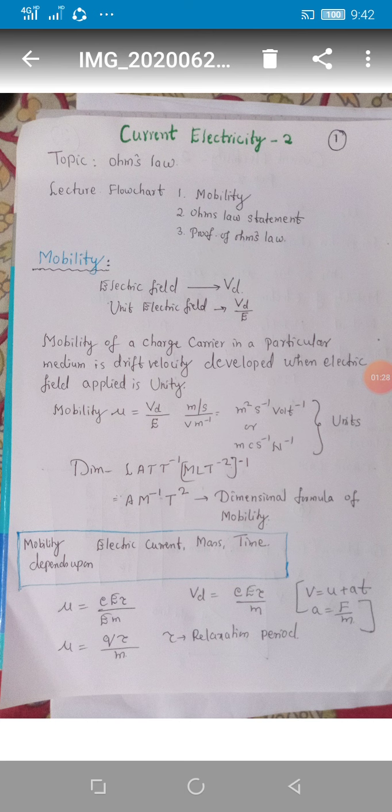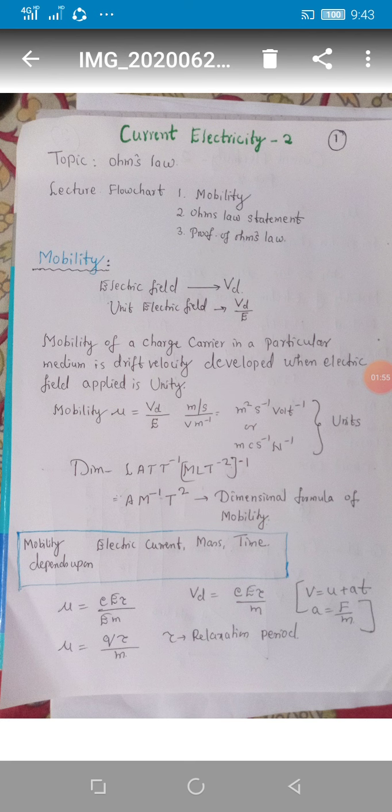So today our lecture will flow in this direction, as you can see on the screen. First I will discuss the term mobility in detail. Then I will discuss the Ohm's law statement. And remember, student, Ohm's law does not mean only V is proportional to I as you have studied in 10th class. We have to go into minute detail of it and the proof of it. So let's start with the term mobility.